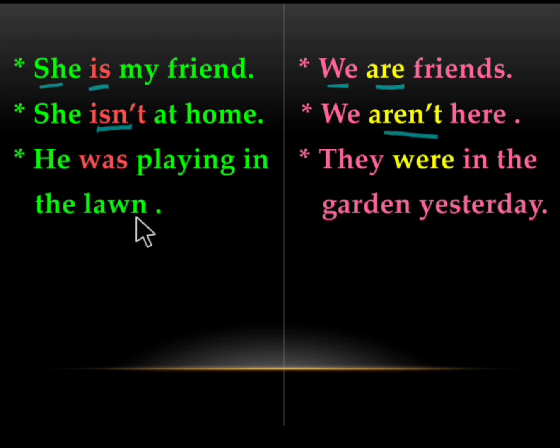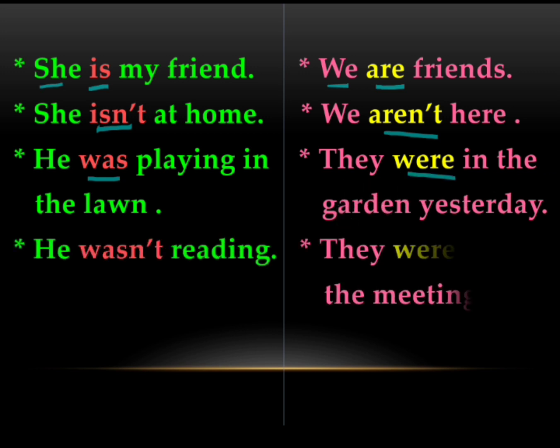He was playing in the lawn. He is singular, so we use was, that is singular. Here they is plural, and so we use were. He wasn't reading. Again, he is singular, so we use wasn't. That is the negative form. They is plural and hence we use were not. This is the negative.